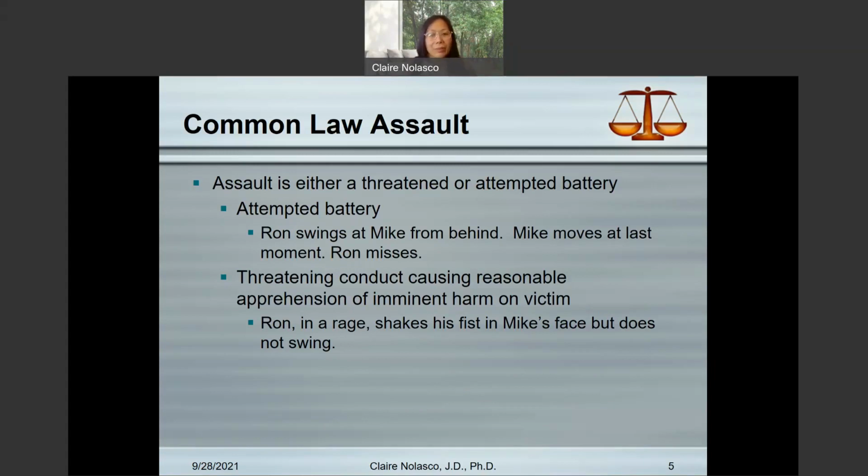The second type of assault is threatening conduct causing unreasonable apprehension of imminent harm on the victim. Ron, in a rage, shakes his fist in Mike's face, but does not swing. So here, Ron's shaking of a fist is a threatening gesture, which would make him liable under the common law for assault. So under the common law, threatening conduct need not be verbal or oral. Even gestures or bodily movement intended to cause fear on the part of the victim, or intended to threaten the victim, would constitute assault.